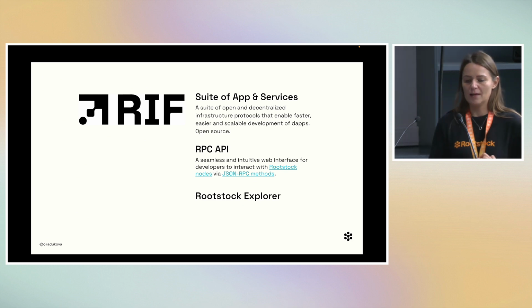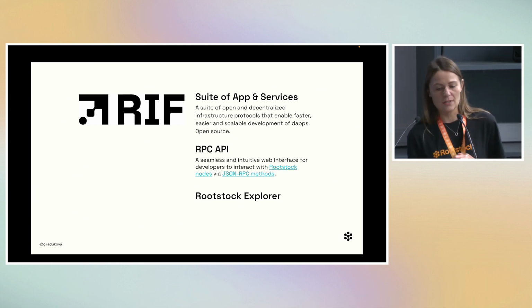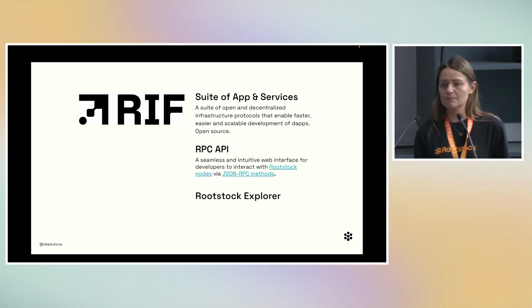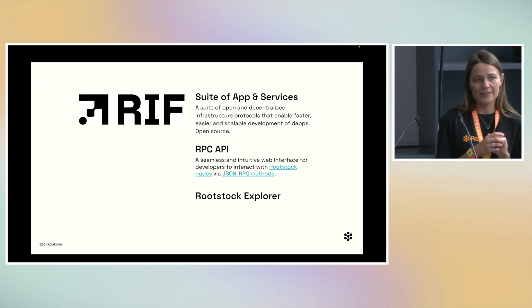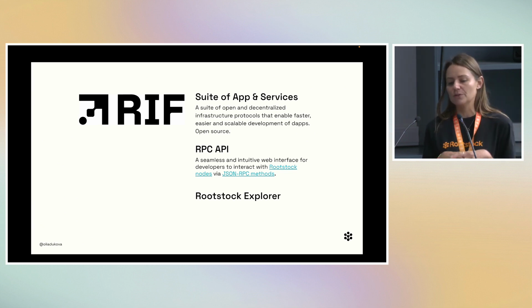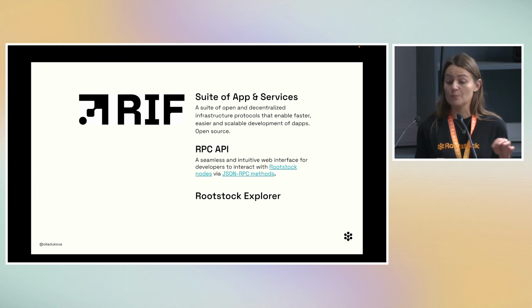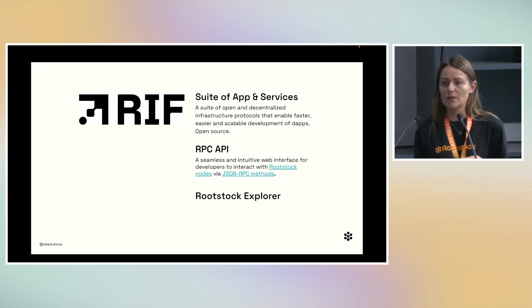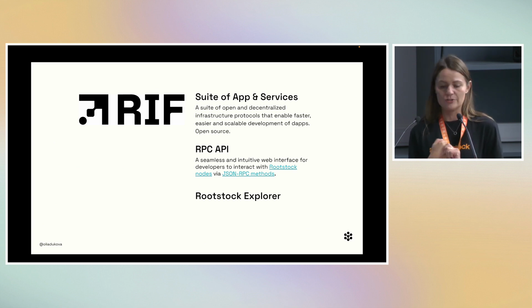Cool. RIF stands for Rootstock Infrastructure Framework. It is a bunch of apps and services you can find in our docs. That basically will make it easier for you to build on top of Rootstock. They include things like wallet, the RNS. I encourage you to check that out.